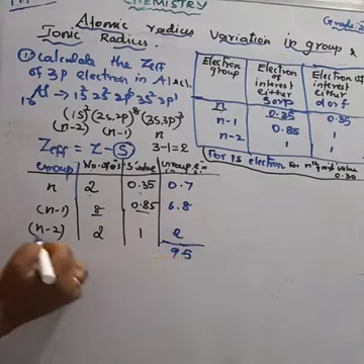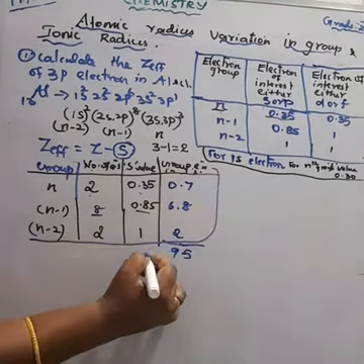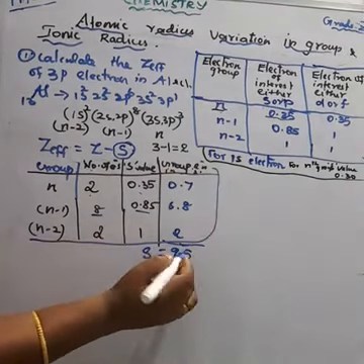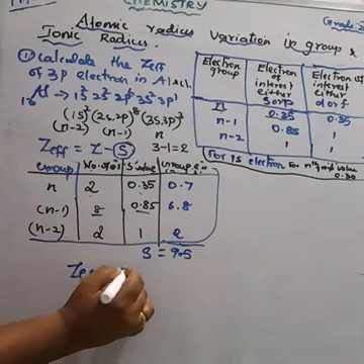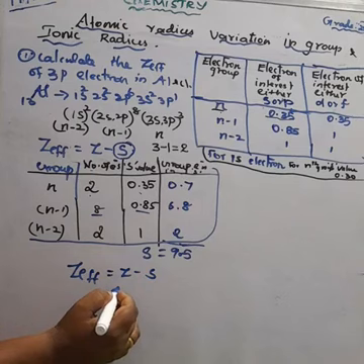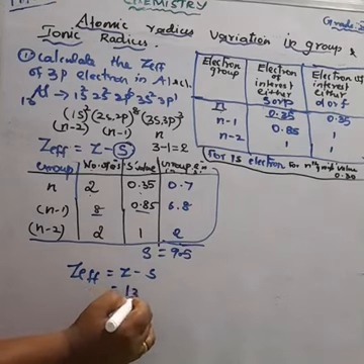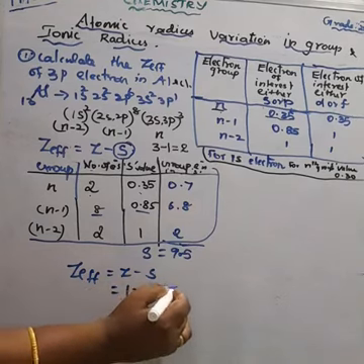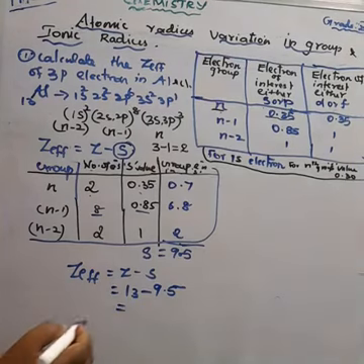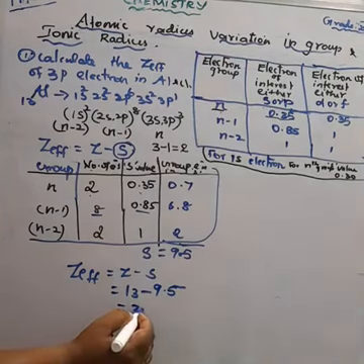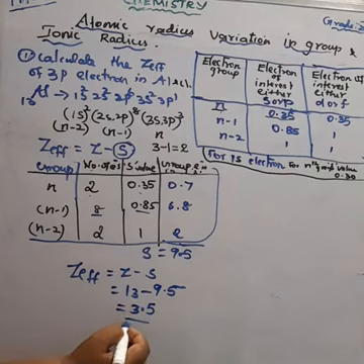So what is the effective nuclear charge? How will you calculate? What is the formula? Z effective is equal to Z minus S. Here Z means atomic number, aluminum atomic number 13. We know 13 minus, what is the S value? 9.5. So we get, what is the final value? 3.5. Understood?